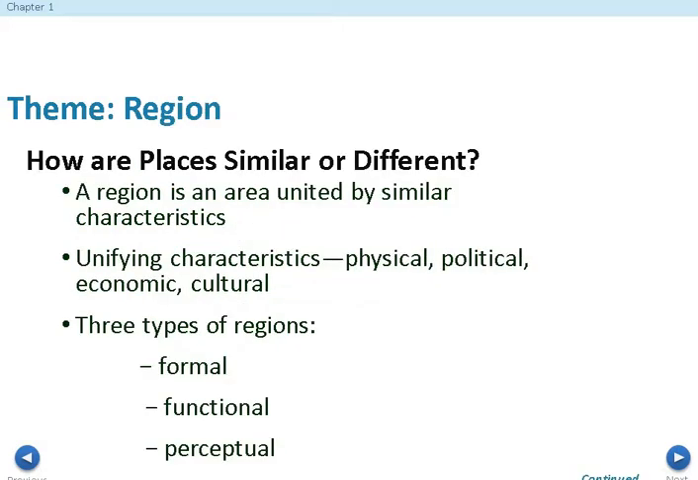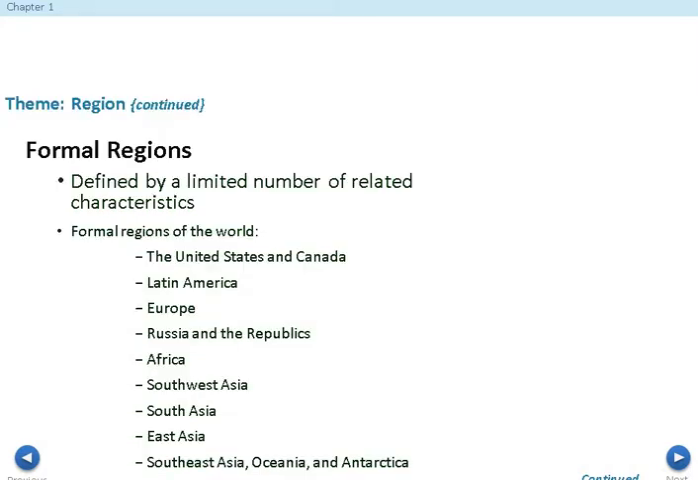Now, we also have a region. A region is an area united by similar, unifying characteristics like physical, political, economic, or cultural. There are different types: formal, functional, and perceptual. A formal region is defined by a limited number of related characteristics. For example, the United States and Canada would be formal regions. Latin America, Europe, all of those we list here are going to be formal regions. Again, they have related characteristics that are common. They might be cultural characteristics, they might be physical characteristics, but we can unite them.